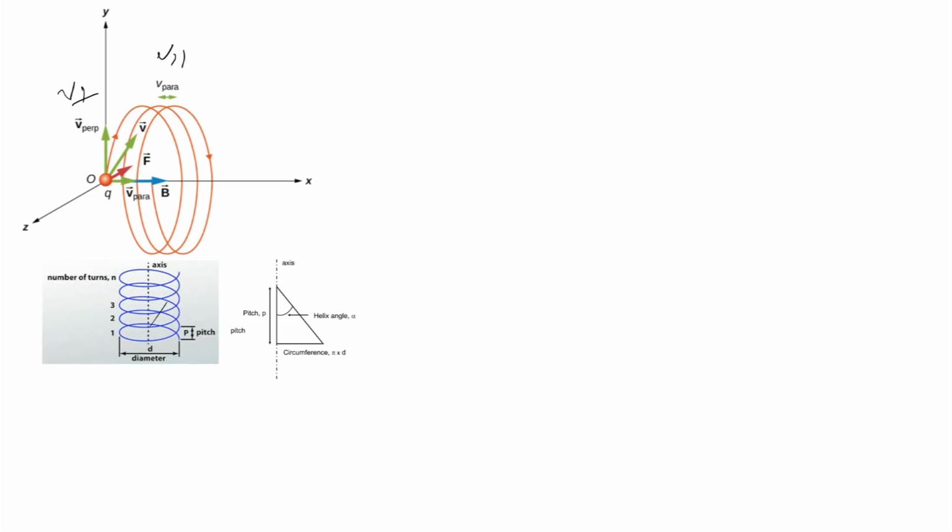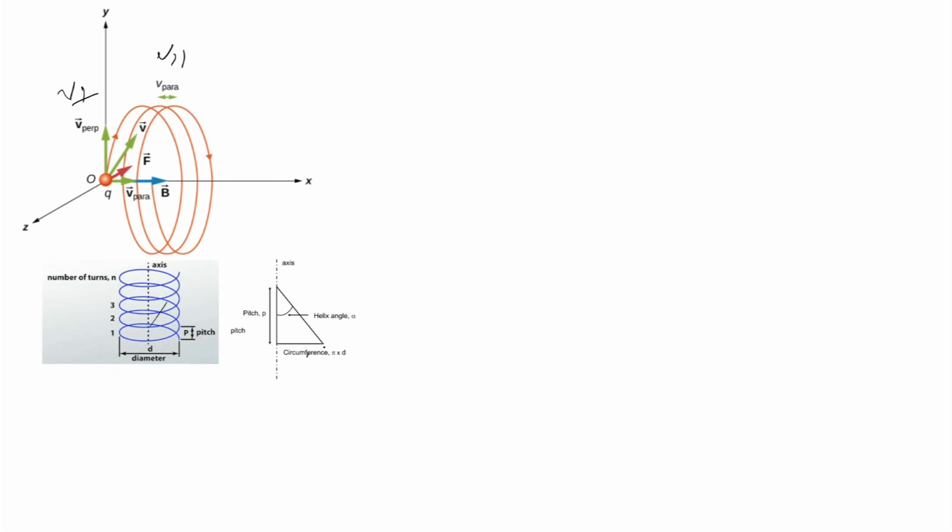So, what is the pitch actually? Pitch is the distance between two turns. So, this is the two successive turns, P. And if I want to find the pitch angle, I can find it from the schematic shown here: if I know the circumference, and if I know the pitch, I will be able to find the helix and the pitch as well.